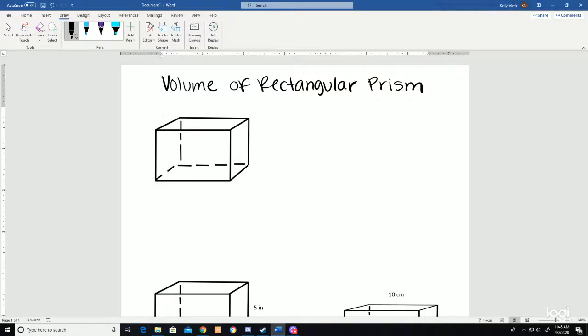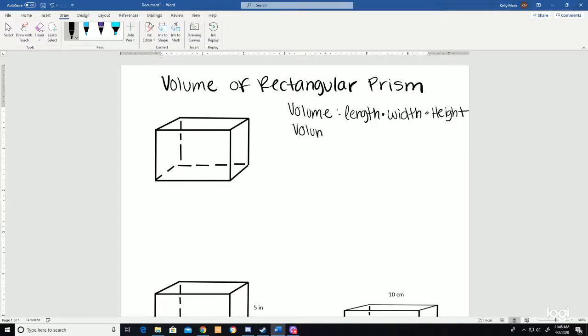Well, first, actually, let's talk about our formula. Last year in 5th grade, you learned that the volume of a rectangular prism was the length times the width times the height. And that is true. It's not false. But in 6th grade, we actually have a different formula here.